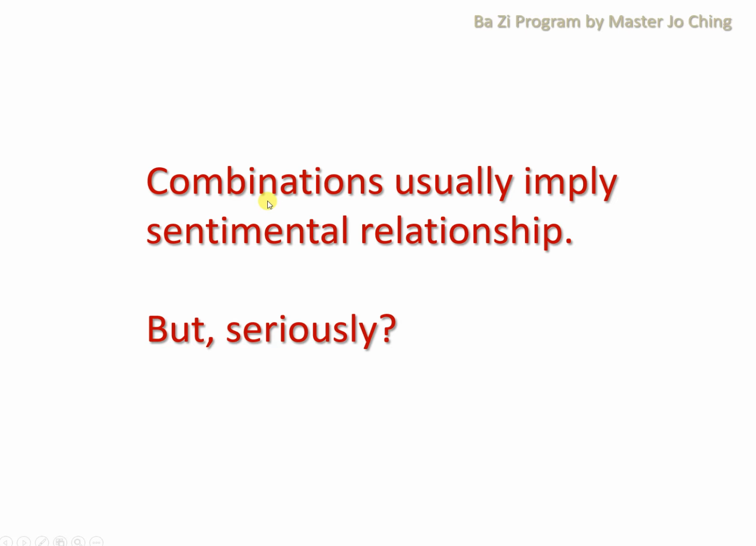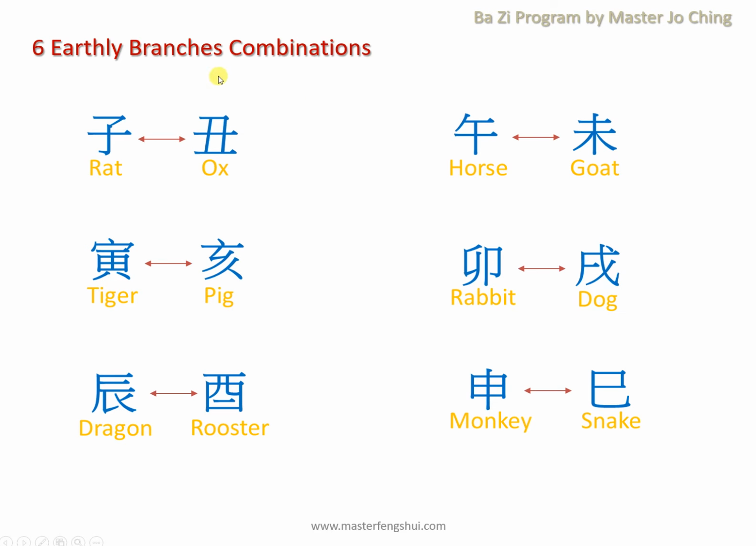There's a theory. Combinations usually imply sentimental relationship, as I have mentioned just now, but not always the case. There are some exceptions. Let me show you. So this is the 6 earthly branches combo again, and I'm going to single out some of them. They are actually having a dual personality here. Like for example, yes, 子丑 combines to give earth. But if you are going to zoom into individual element, you will see that actually it is ox, which is an earth element that is attacking the water. In terms of 5 elements, actually it's earth attacks water.